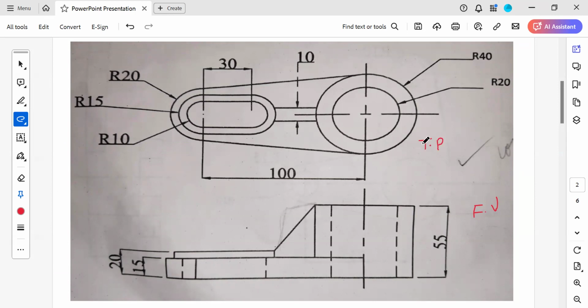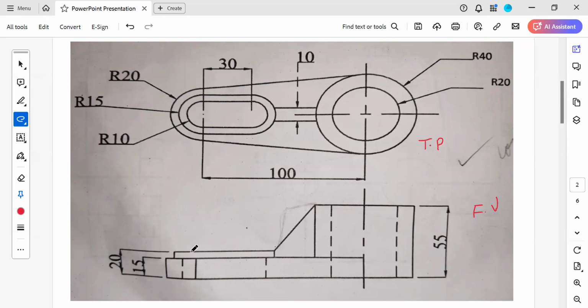Let us try to analyze the object. Here a number of circles are there. One is a circle of 40 radius, the other one is a circle of 20, and heights are given. It is a cylinder. The top view is a circle and the front view is a rectangle, and the hollow portion is indicated with the lines. So it is a hollow cylinder.